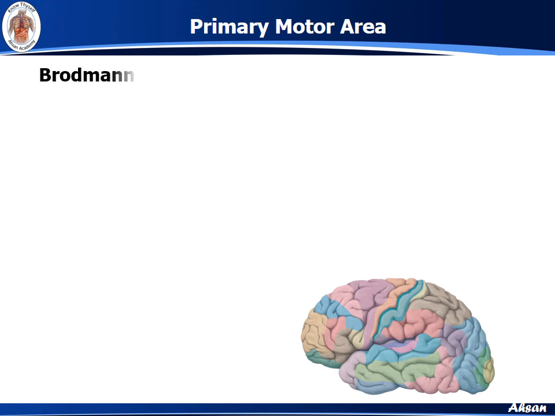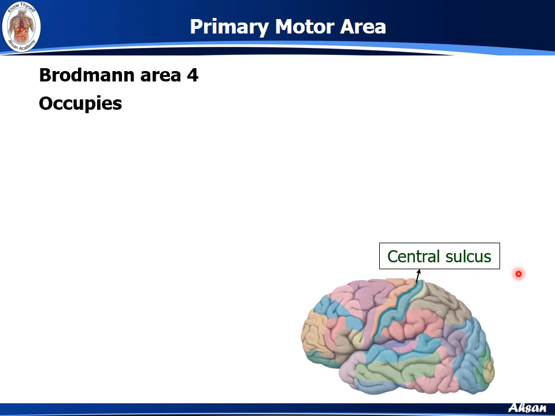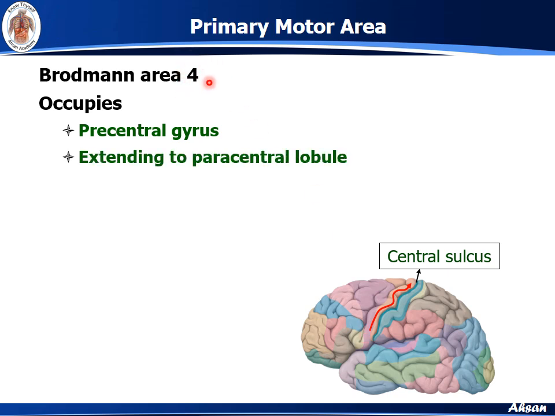The primary motor area. This is area number 4 in the Brodmann classification. You can identify this is the central sulcus, as we have discussed in earlier parts, and this primary motor area occupies the precentral gyrus. So this is the precentral gyrus. You can remember this. Actually, the posterior part of the precentral gyrus is totally the motor area 4. This is the primary motor area, and it extends onto the medial side.